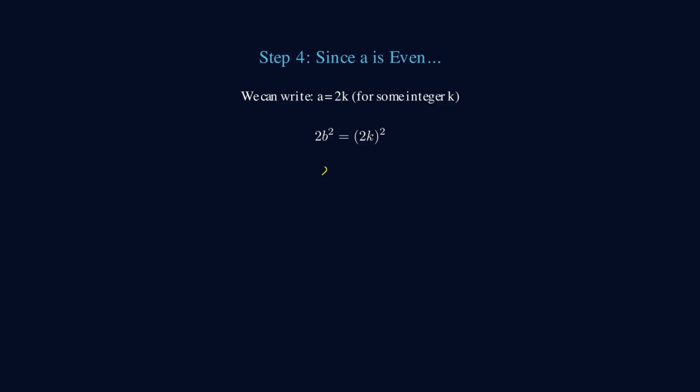Step 4. Since a is even, we can write it as 2 times k, where k is some whole number. Substituting this back into our equation, 2 times b squared equals 2k, all squared. This simplifies to 2 times b squared equals 4 times k squared. Dividing both sides by 2 gives us b squared equals 2 times k squared.